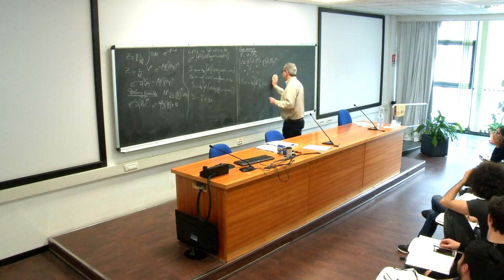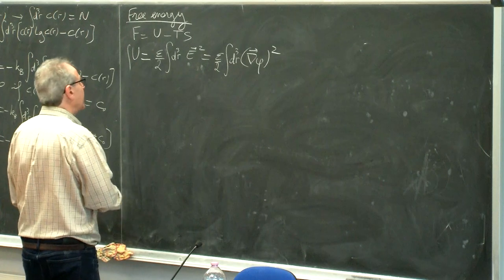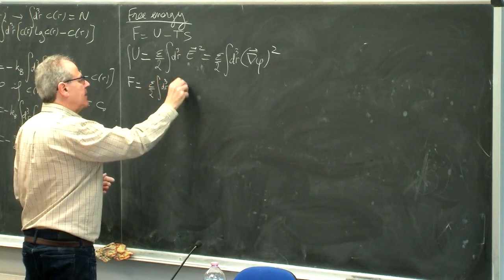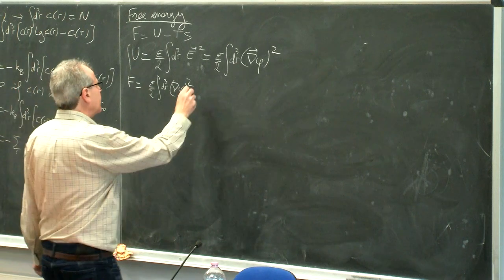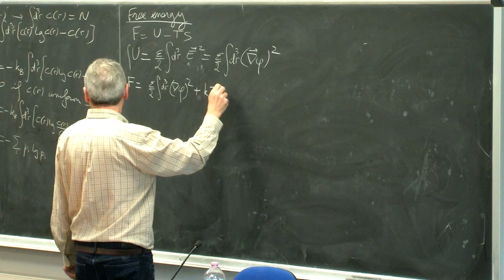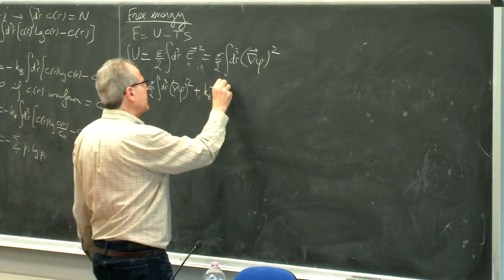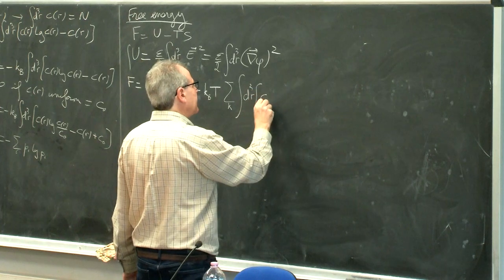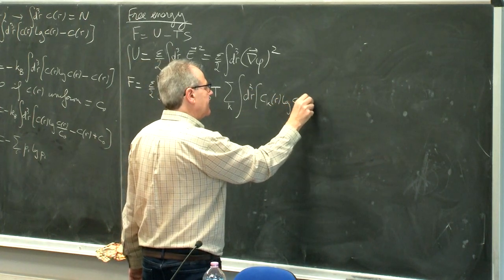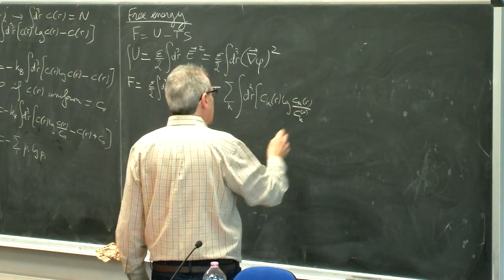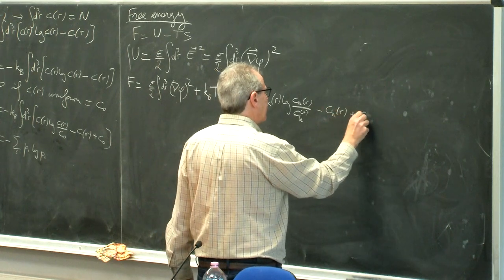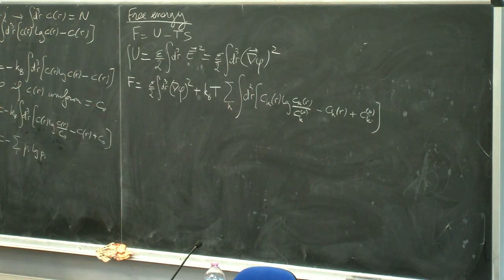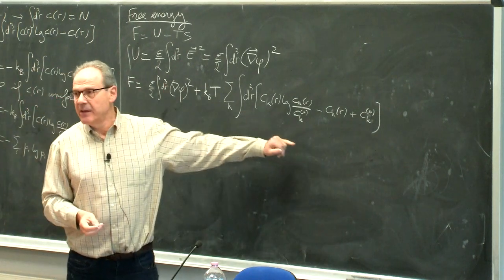So let me write the free energy. The free energy F is epsilon over 2 integral d3r of gradient phi squared, minus TS, so plus kBT times the sum over k of the integral d3r of ck of r log of ck of r over ck0, minus ck of r plus ck0, assuming there are several species in the system. That's the expression for the free energy, taking into account the electrostatic energy and the entropy of the fluid.